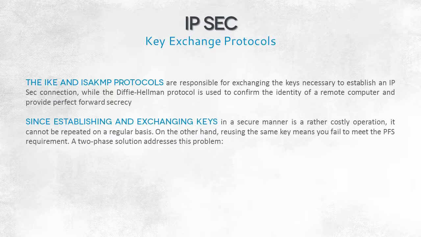The Diffie-Hellman protocol is computationally complex. If it was used regularly, it would have a perceptible impact on the efficiency of IPsec communication. Moreover, it cannot be used repeatedly for a long time because it would fail to meet PFS requirements. To create an efficient and secure solution, it was decided that the IPsec security associations would be negotiated in a two-phase process.